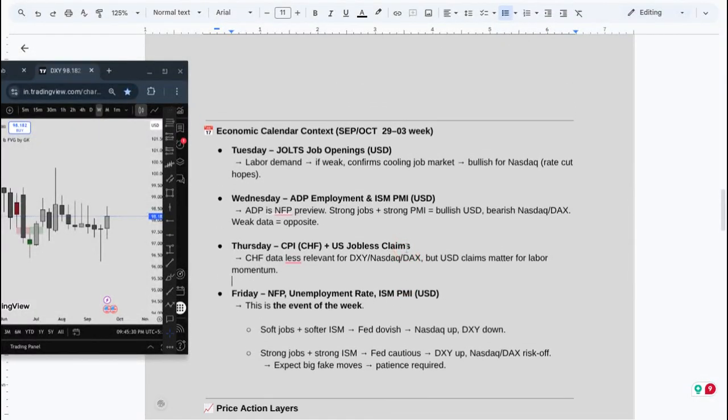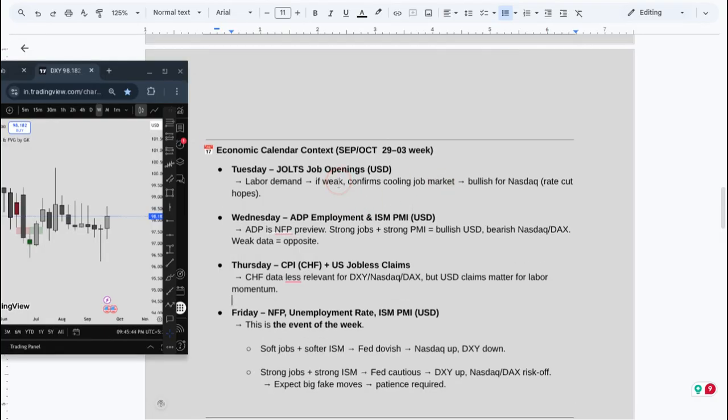So this will be an analysis video for the upcoming week, and we are going to discuss the economic calendar also. Firstly, we will start with the economic calendar, then we will go to the price action of Nasdaq, DXY and DAX also. If we look at the economic calendar, on Monday we don't have any red folder news. On Tuesday we have red folder news in USD.